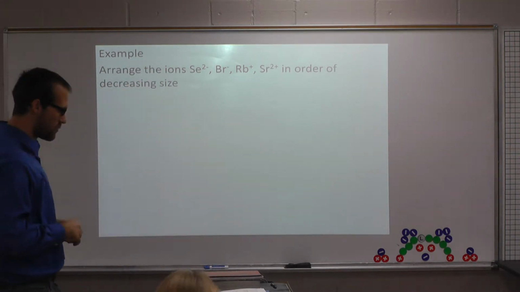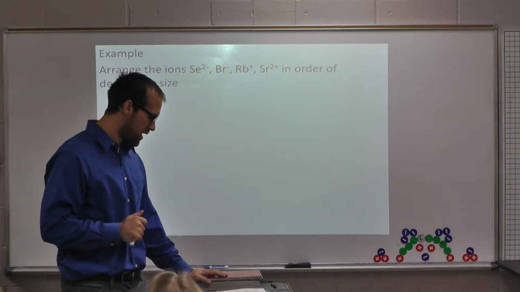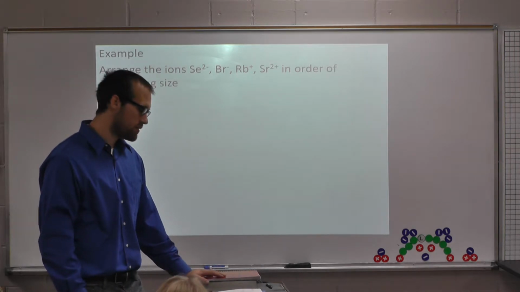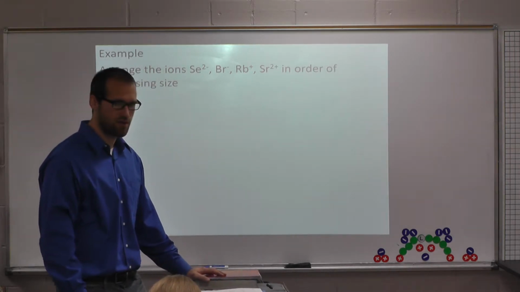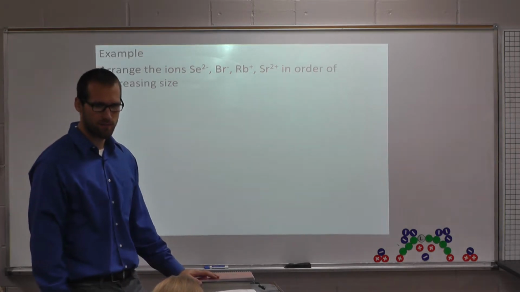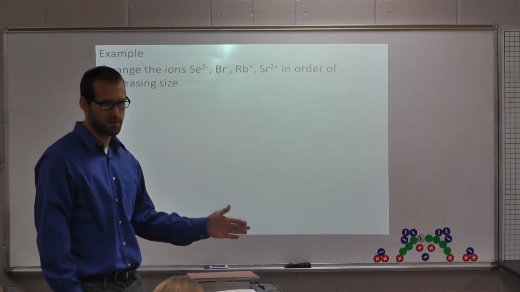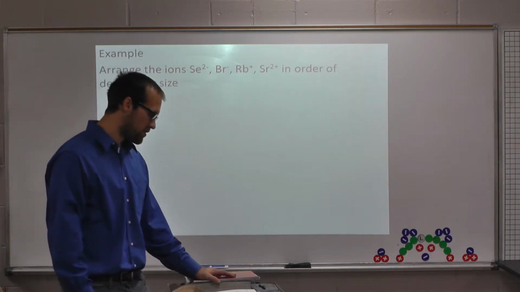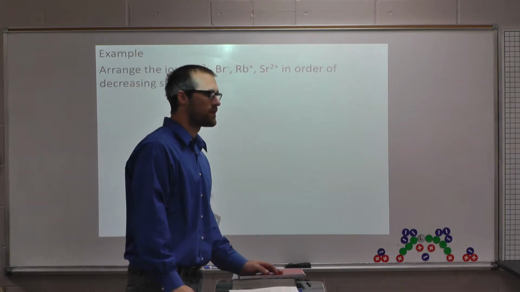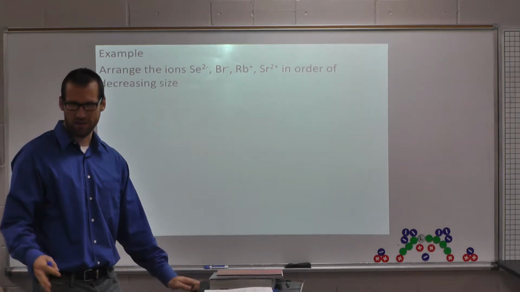Okay, so which one is going to be your smallest? Well, actually, it's going in decreasing order. So which one's going to be your largest? Selenium is going to be your largest. Decreasing size would be from biggest to smallest. Okay, so selenium 2 minus, and then your smallest is going to be strontium 2 plus. And then just follow the charges in between. We should be good at that. I'm assuming that makes sense?